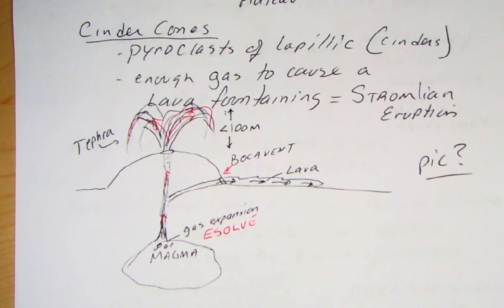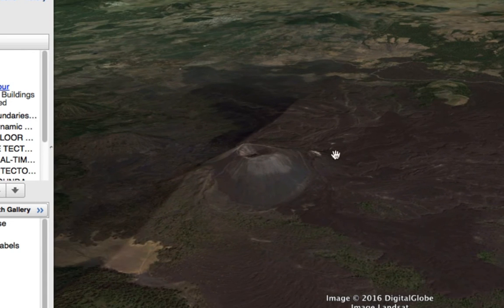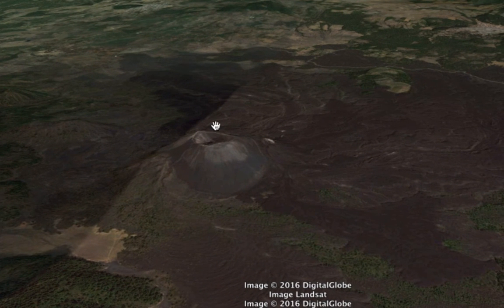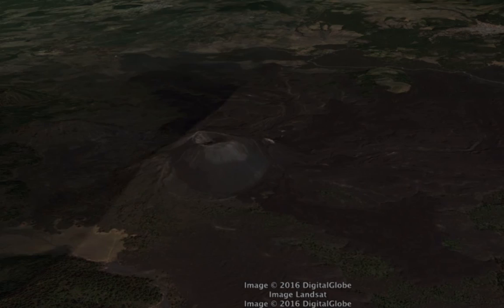If we go back to Paricutin here, we can see that only tephra comes out of this center vent. But note the lava is coming out of these flank vents on the side over here. There's probably one over here where it came out, and one right in here. These would be the boca vents right here. They occur along the flanks of the volcano.